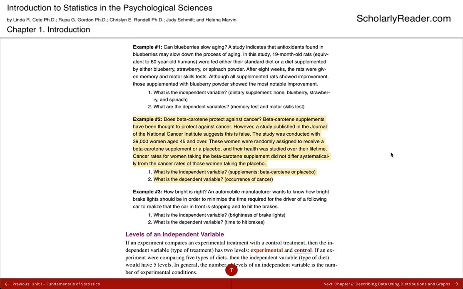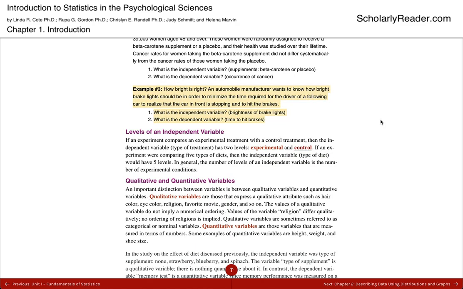These women were randomly assigned to receive a beta-carotene supplement or a placebo, and their health was studied over their lifetime. Cancer rates for the women taking the beta-carotene supplement did not differ systematically from the cancer rates of those taking the placebo. What is the independent variable? Supplements, beta-carotene or placebo. What is the dependent variable? Occurrence of cancer.